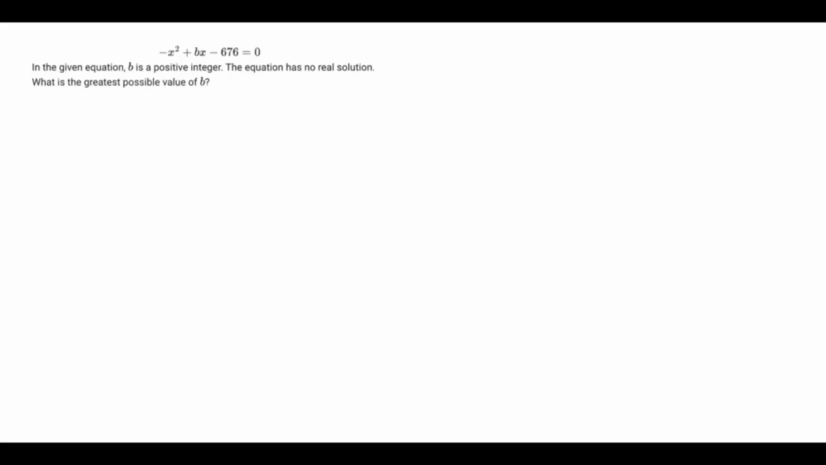This one says, in the given equation, B is a positive integer. The equation has no real solution. What is the greatest possible value of B? So they give us a quadratic equation, negative x squared plus bx minus 676 equals 0.